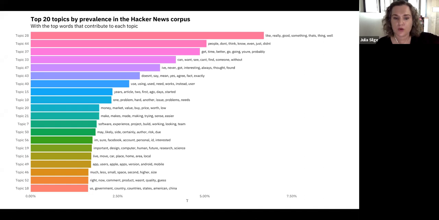So if you look at text that is being generated here, some proportion of it is common words of people just talking. And then some proportion of it starts to be about very specific stuff. Like on Hacker News, people are talking about money and markets. People are talking about design and computers and whatnot. So this is what unsupervised modeling gets you.